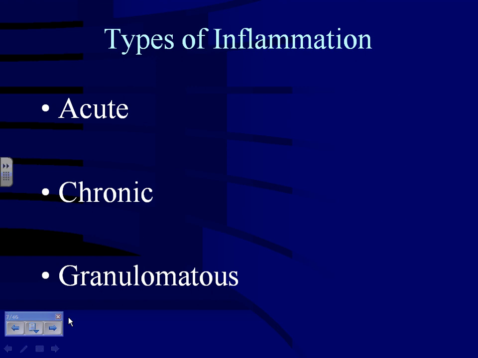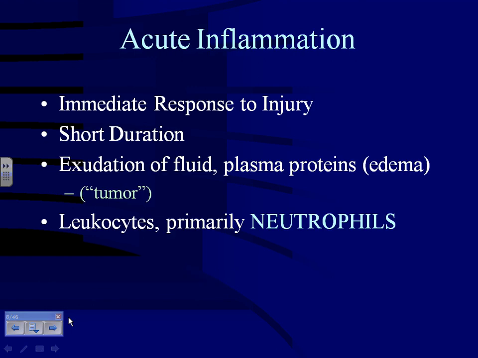Okay, types of inflammation in 3 general categories: acute, chronic, and granulomatous. Now, granulomatous inflammation is actually a subtype of chronic inflammation, okay? But we're going to talk about them a little separately. Beginning with acute inflammation. Acute inflammation is generally the first response to injury, okay? It's like the Marines that come in the first response to any battle, right?